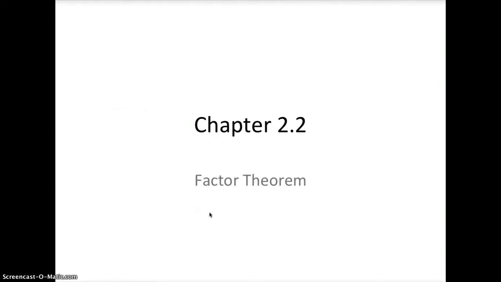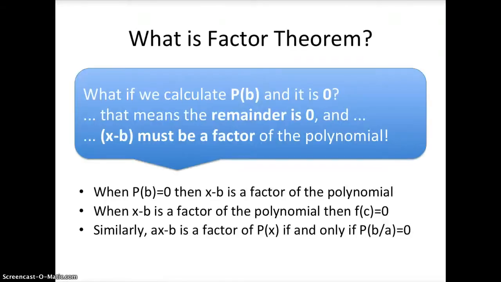Okay, chapter 2.1, which is the factor theorem. So what is the factor theorem? What if we calculate P(b) and it is 0? That means the remainder is 0, and x minus b must be a factor of the polynomial. When P(b) equals 0, then x minus b is a factor of the polynomial. When x minus b is a factor of the polynomial, then P(b) equals 0. Similarly, ax minus b is a factor of P(x) if and only if P(b/a) equals 0.